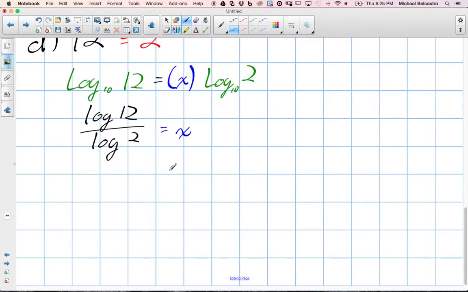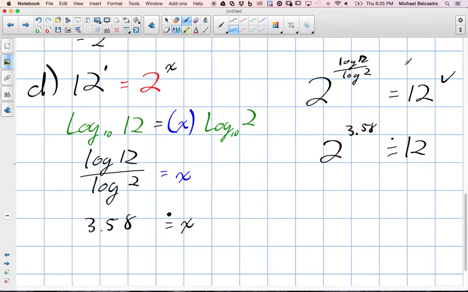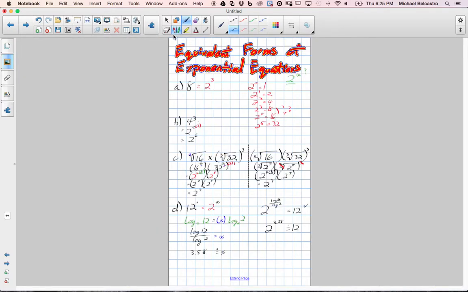It'll give us some decimal value. Do you know what it is? Did you check? 3.58 approximately. Approximately. But let's say they want us to be very, very exact. What we can do is write this as a base. We can say 2 to the power of log 12 over log 2. And that is a very, very exact answer for 12. If you want the approximation, and it depends what your teacher wants, we can say 2 to the power of 3.58 is approximately 12. But this one is precise, where this one is approximation, right? And there's some equivalent forms.